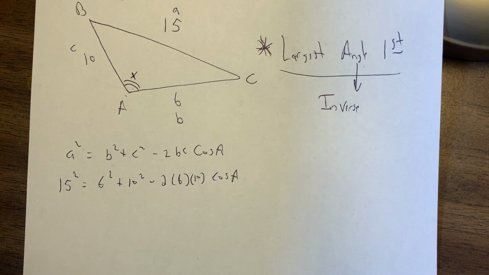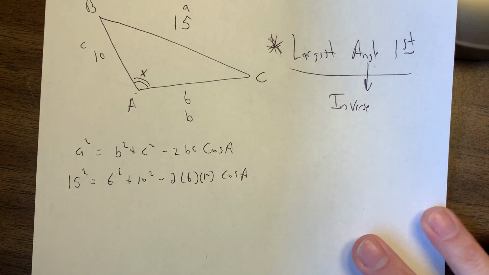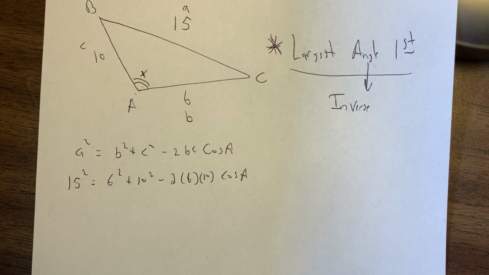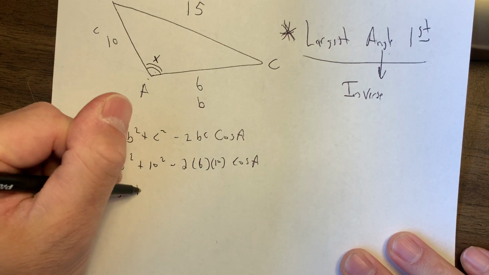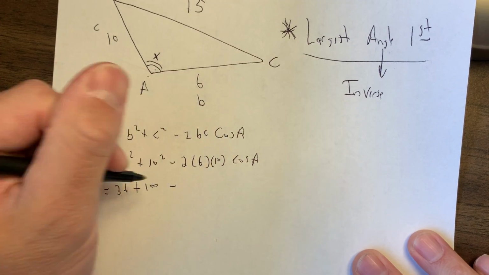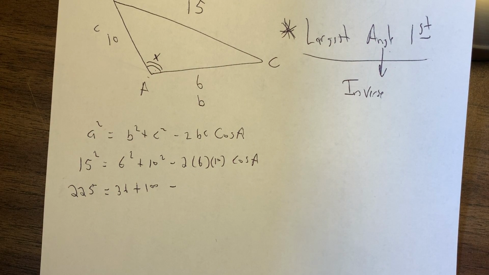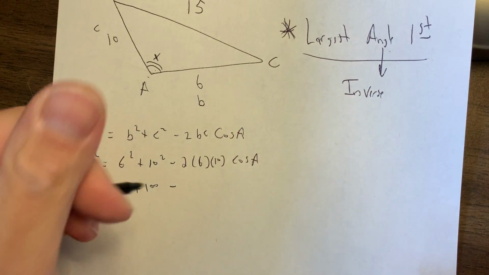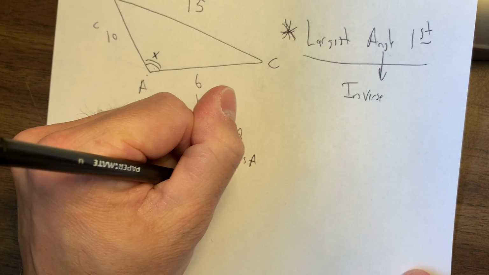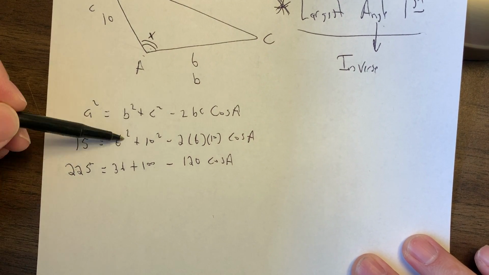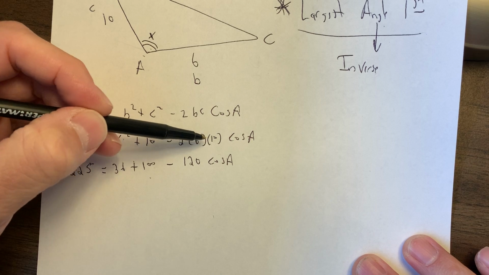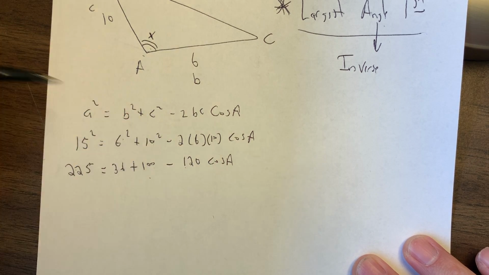All right. I got to go through and do all this math, right? 15 squared is 225, right? This is 36 plus 100. This is minus, okay? That's going to be 120 because 2 times 6 times 10 is 120, right? Okay? And I got the cosine of A. So do you see how all I'm doing is I just squared them all. I did 2 times 6 times 10. I got 120, and I'm going to leave it like that.